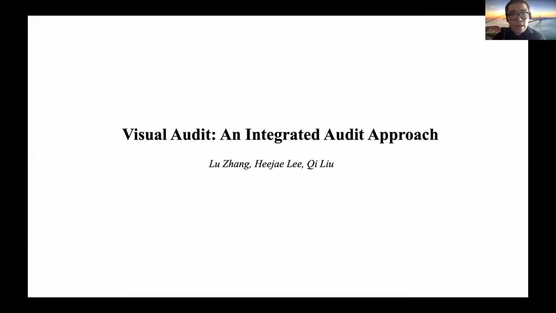So today I'm glad to introduce the paper we are working on, the visual audit approach, the integrated audit approach. For this paper, I work with another PhD student from our department, Erica Lee, and Professor Chi Liu from the University of Rhode Island.